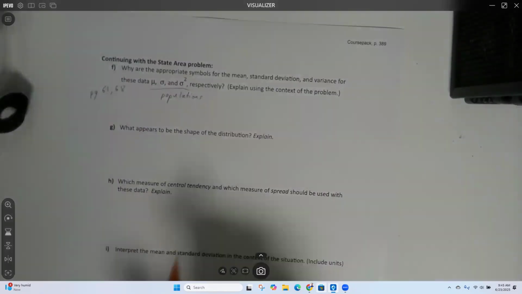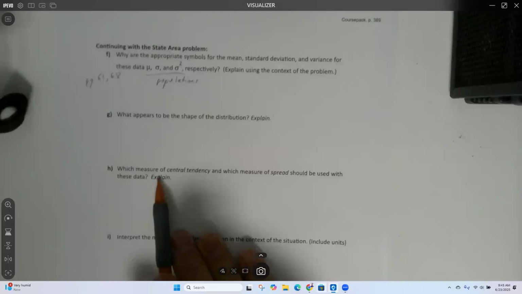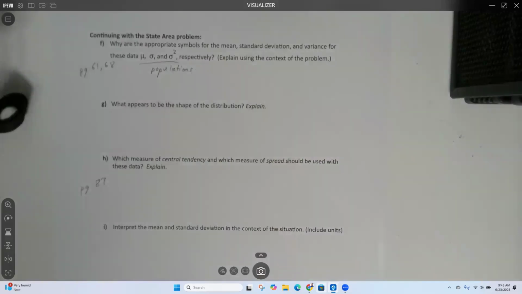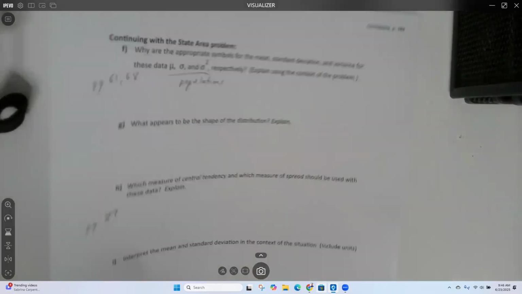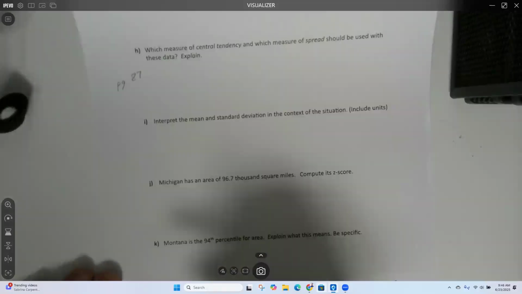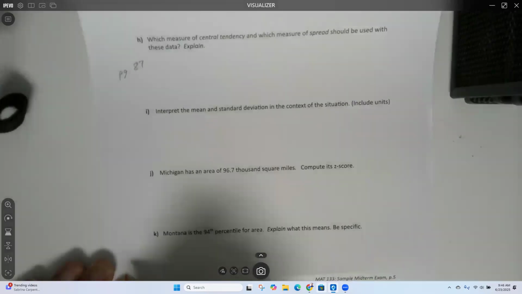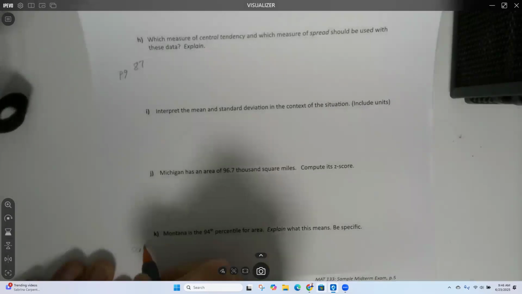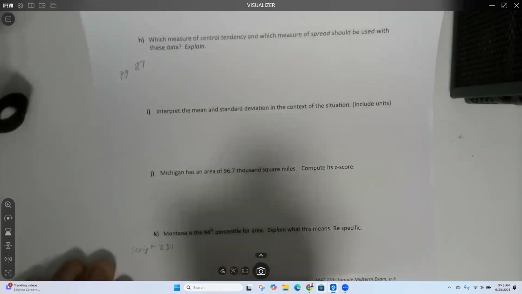Page 87, we talk about the different types of central tendency and spread measures and which ones are better than others depending on the situation. Okay. If it's symmetric, you want to use mean and standard deviation. If not, you want to use median because it's less affected by outliers. Percentile, there's a script for that in our yellow packet on page 231.